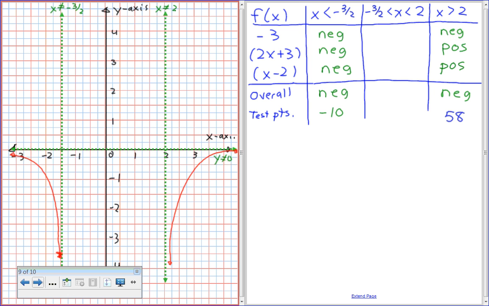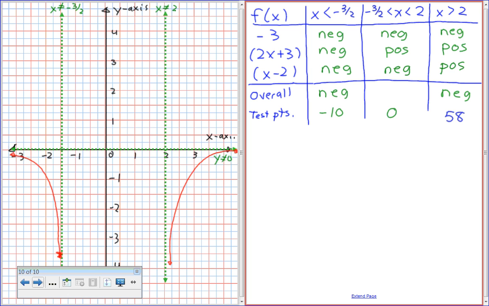In the middle, I'm going to pick my favorite number between negative 3 over 2 and 2, which is going to be 0. Negative 3, when I plug in x equals 0 into negative 3, the answer is negative. Thank you. 0 plus 3 is positive. 0 minus 2 is negative. A negative times a positive times a negative is positive.